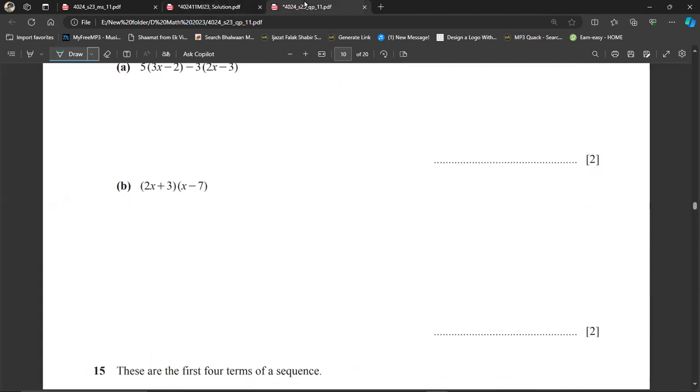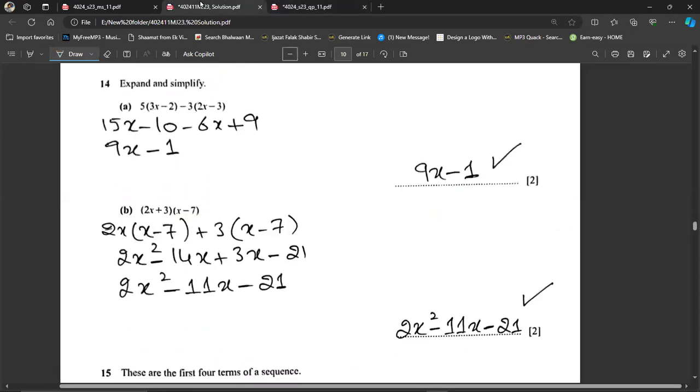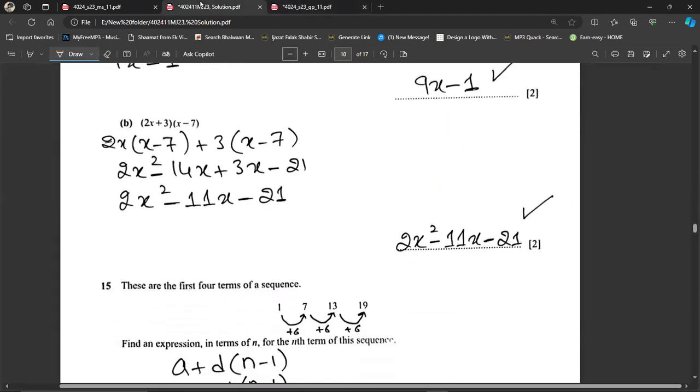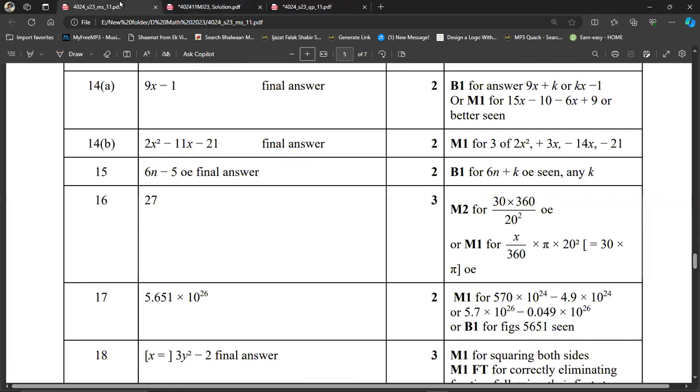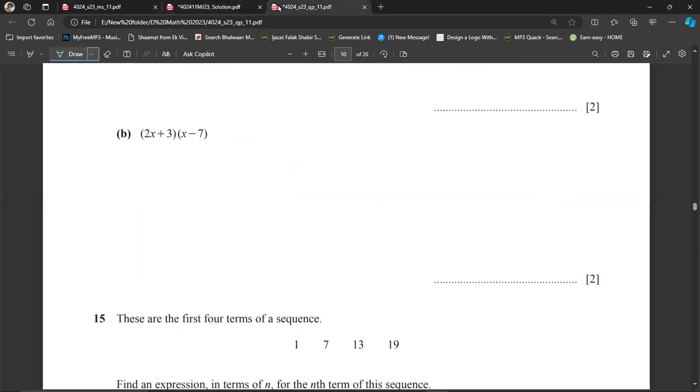Question number 14, B part. Here we have two brackets. These brackets are multiplying. First of all, this 2x will multiply with this second bracket, then this 3 will multiply with this second bracket. So here you can see 2x(x - 7) plus 3(x - 7). So you will have 2x squared minus 14x plus 3x minus 21. So it will be 2x squared minus 11x minus 21. Let's check. Our answer is right.